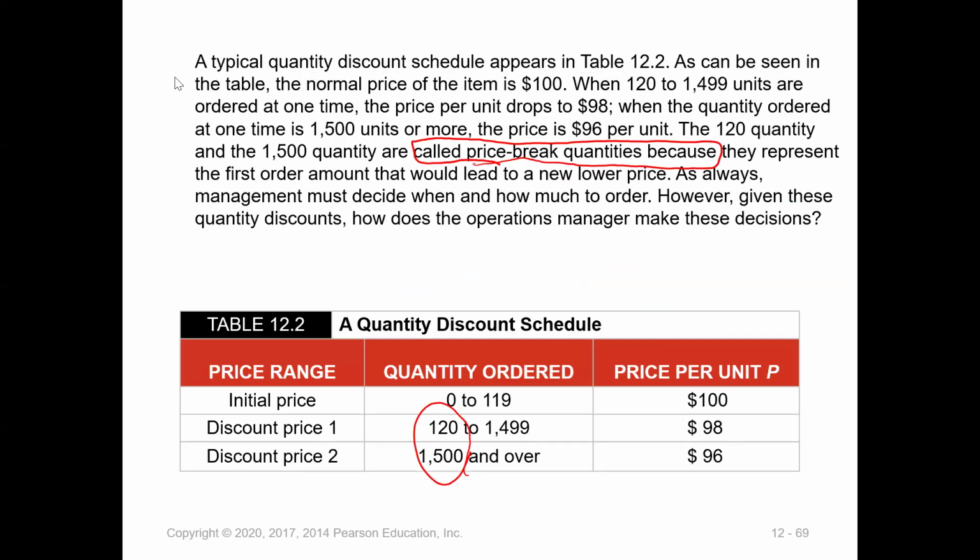Let's see this example here. A typical quantity discount schedule appears in Table 12.2. As can be seen in the table, the normal price of the item is $100. When 120 to 1499 units are ordered at once, the price per unit drops to 98. So they drop the price for you to 98.